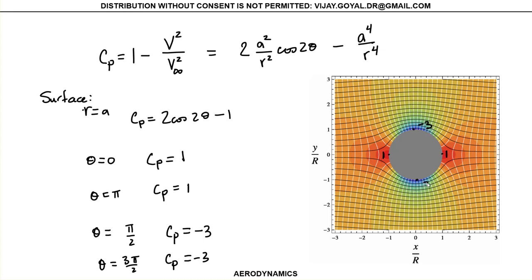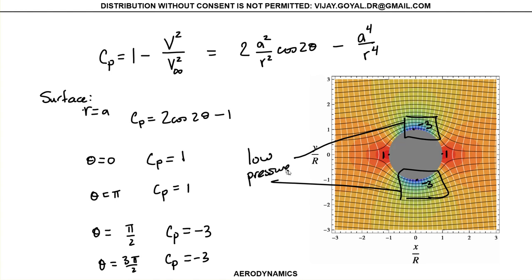So this point here is 1, this is 1, and this would be -3, where you have negative pressure actually. You can see this is a location of maximum pressure. The flow is giving more pressure here than there, and this is actually negative pressure. This is what it's really trying to say: these two locations are the locations of low pressure.